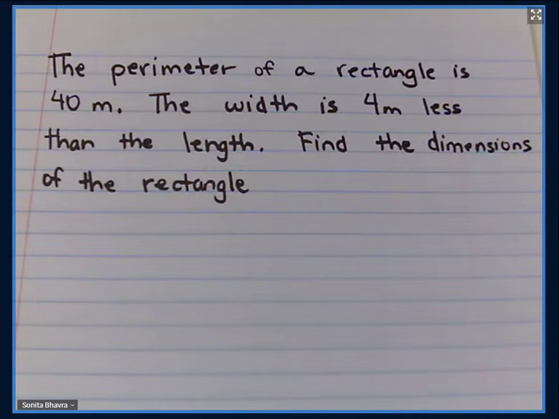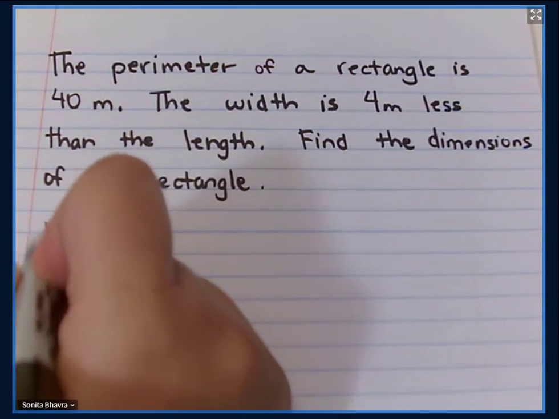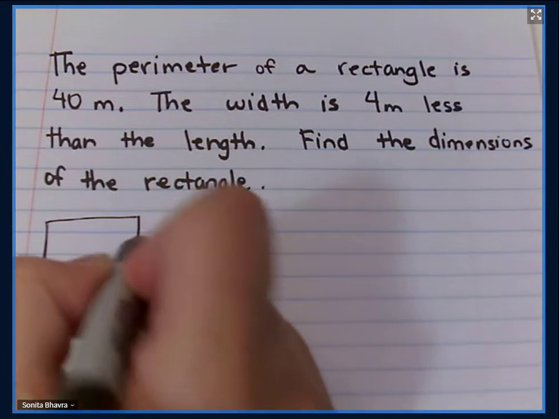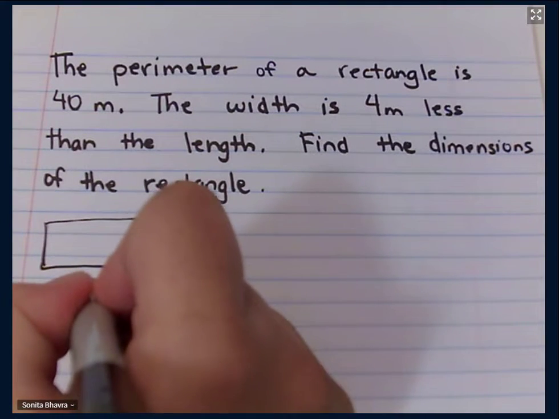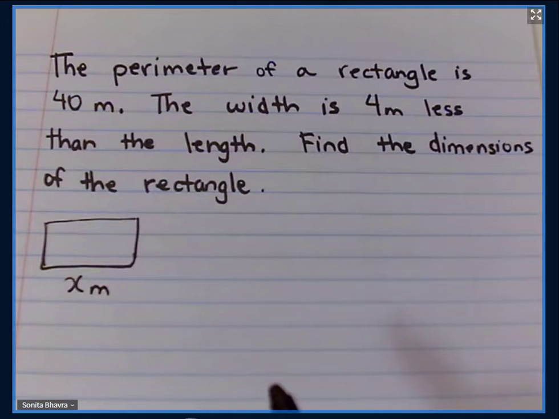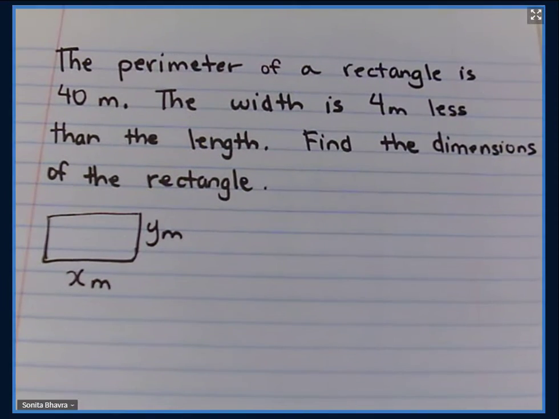Our next example, we have that the perimeter of a rectangle is 40 meters. The width is 4 meters less than the length. Find the dimensions of the rectangle. So if we draw this out, a rectangle like this, and we'll call x meters our length, and we'll call y meters as our width.